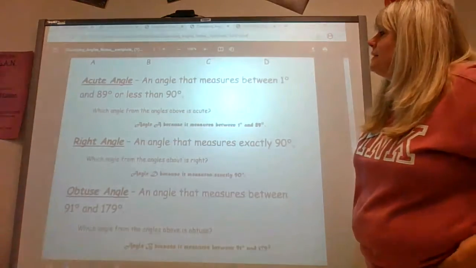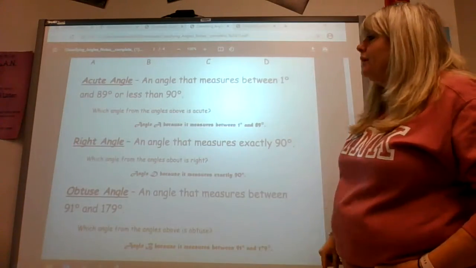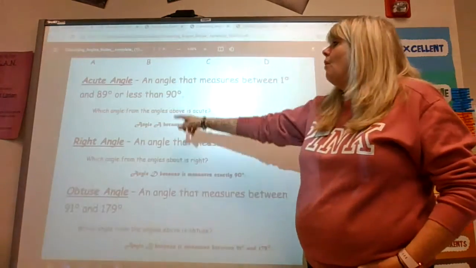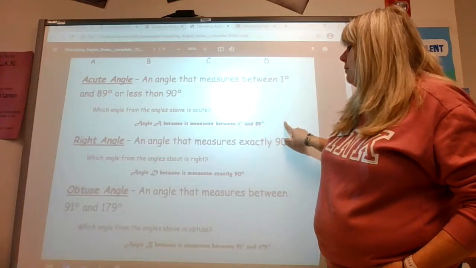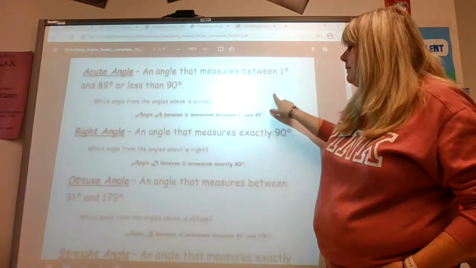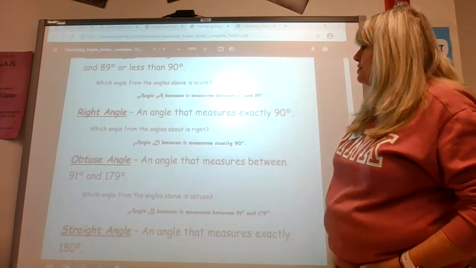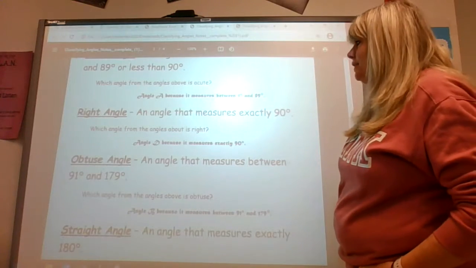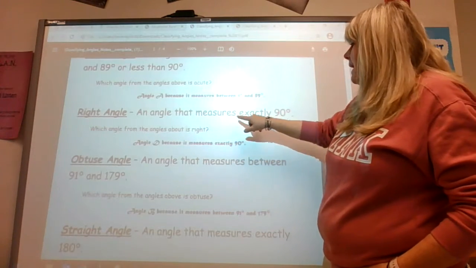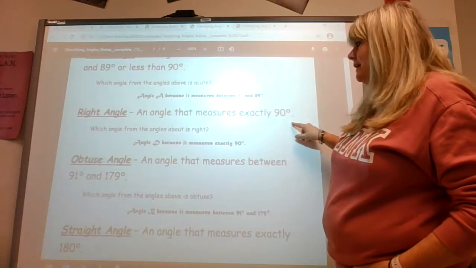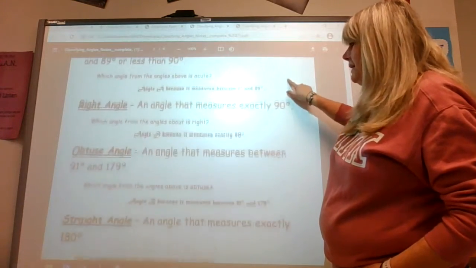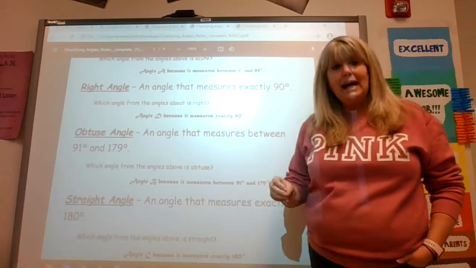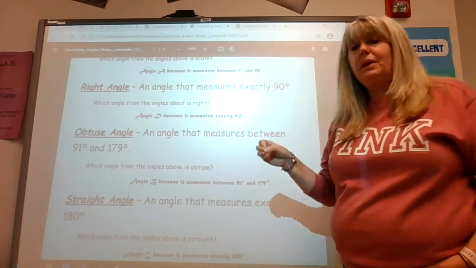An acute angle is an angle that measures between 1 degree and 89 degrees, or less than 90 degrees. And we said angle A was the acute one, and it gave you that answer because it measures between 1 degree and 89 degrees. A right angle is an angle that measures exactly 90 degrees. Which angle was a right angle? We said it was angle D because it measures exactly 90 degrees.